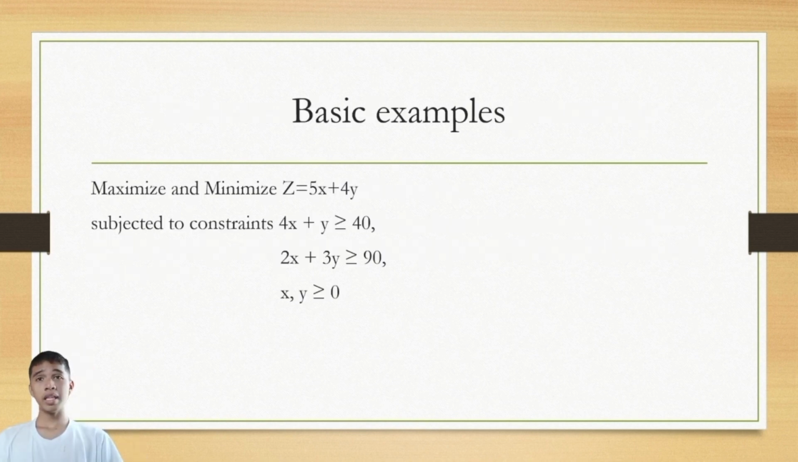Here is a basic example of a linear programming problem. Maximize or minimize z equal to 5x plus 4y subjected to the constraints 4x plus y greater than or equal to 40, 2x plus 3y greater than or equal to 90, where x and y are greater than or equal to 0.